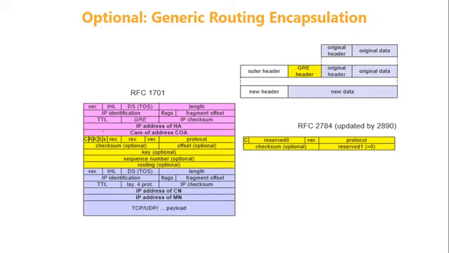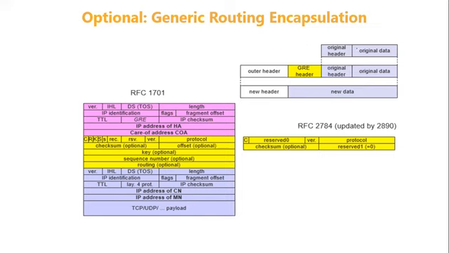IP in IP encapsulation and minimal encapsulation work only for IP, whereas generic routing encapsulation supports other network layer protocols in addition to IP. This allows the encapsulation of packets of one protocol suite into the payload portion of a packet of another protocol suite. You can see the diagram here.